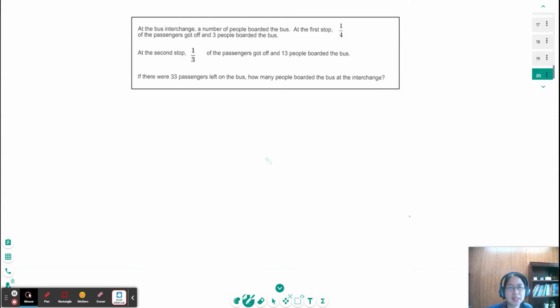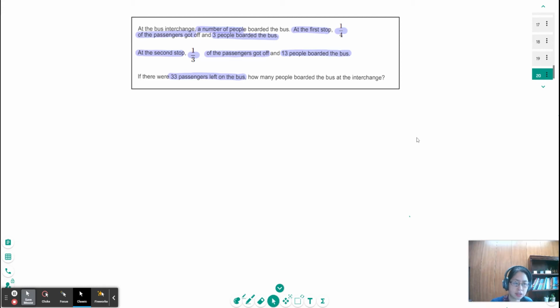So let's go ahead and jump in and take a look at this word problem. At the bus exchange, a number of people boarded the bus. We don't know how many people are here, so we're going to leave that and figure that out in a moment. At the first stop, we know that 1/4 of these people got off and 3 people boarded the bus. So that's what happens after the first stop. At the second stop, 1/3 of the passengers get off and 13 people boarded the bus. Now, in the very end, we know there are 13 passengers left on the bus. So we want to know how many people boarded the bus at the interchange.